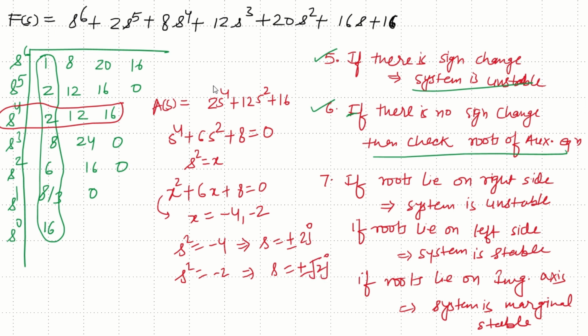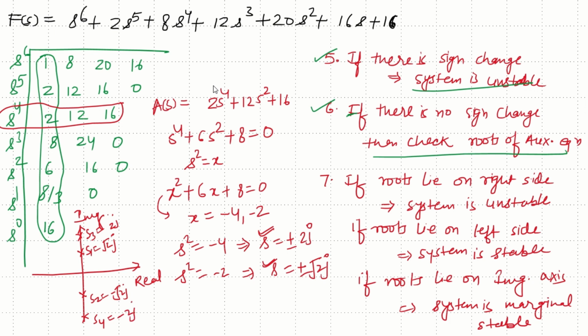If I locate these roots on the pole zero plot, this is the real axis, this is the imaginary axis. You can plot these values on this pole zero plot. So plus minus root 2j will be somewhere like this. Suppose this is s1, which is under root 2j, this is s2, minus under root 2j, and let us suppose this is s3, 2j, and this is s4, which is minus 2j. So all the roots of the auxiliary equation lie on the imaginary axis. Hence we can say the system is marginally stable.